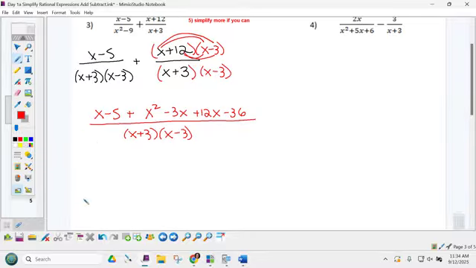All right, one more step, combine your like terms. I prefer to write my numerators in standard form so that x squared comes first. Then we have x minus 3x plus 12x. So let's see, x minus 3x is negative 2, plus 12 is positive 10x. And then our constants, negative 5 and negative 36 is negative 41.